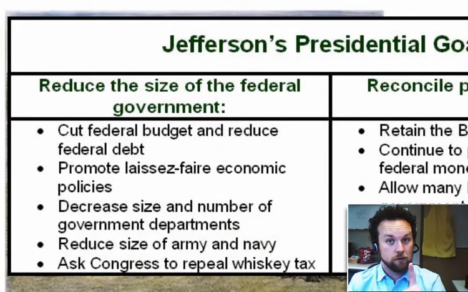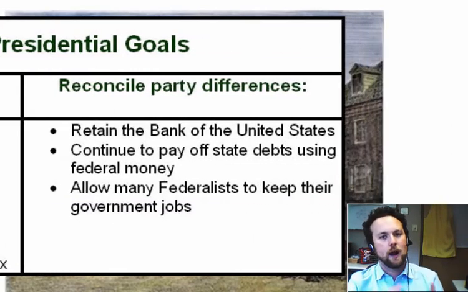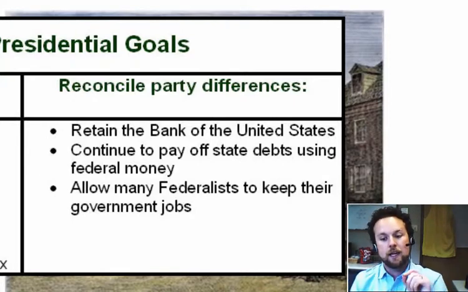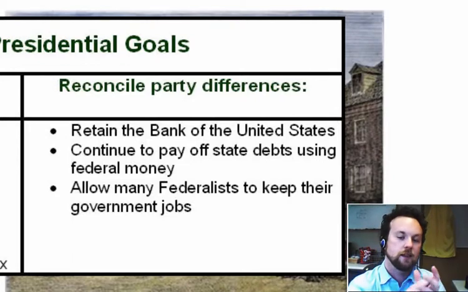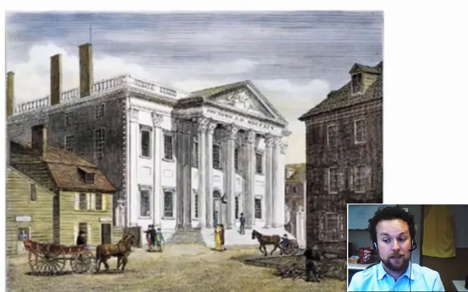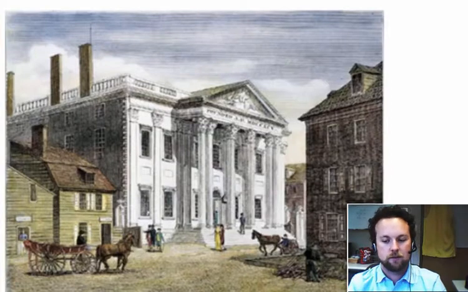So, first things first, he wanted to reduce the size and role of the federal government. But the second major component of what he wanted to accomplish as president was to try and heal the differences in the arguments between the two political parties. So to do so, he chose to let many Federalists keep their political jobs. He also kept a few of the programs that the Federalists had put in place, like, for instance, the Bank of the United States, and using federal money to pay off state debts.